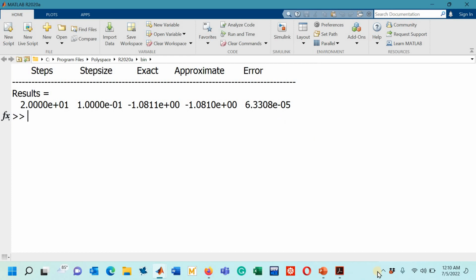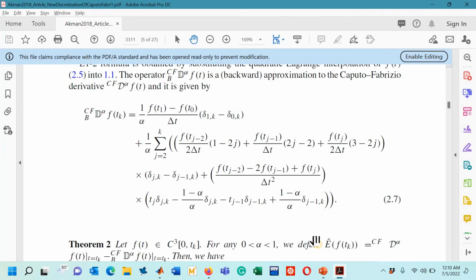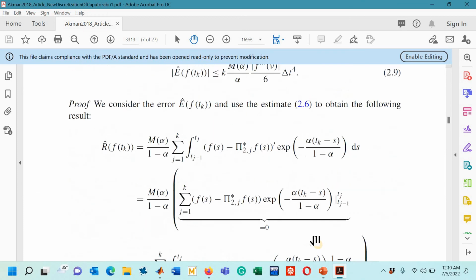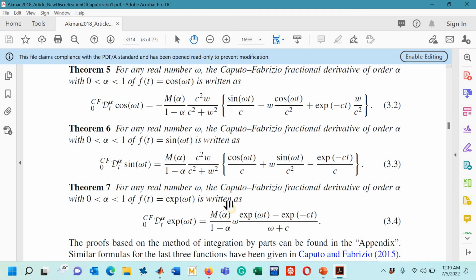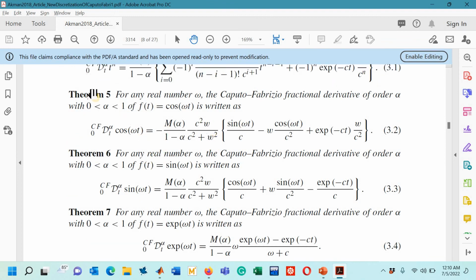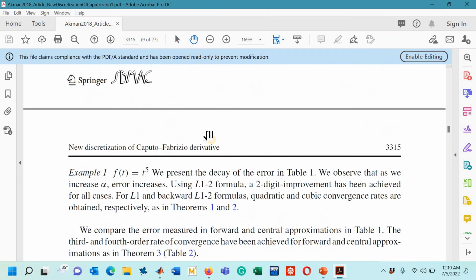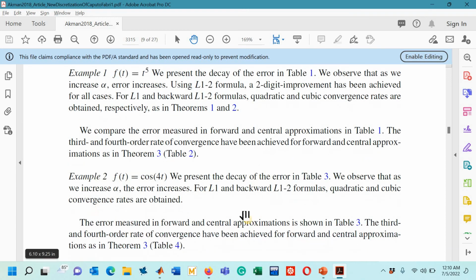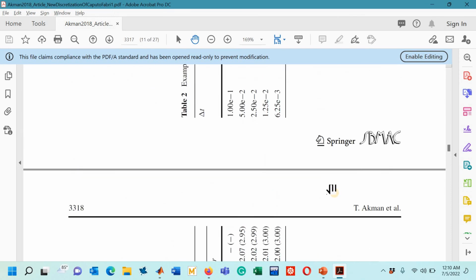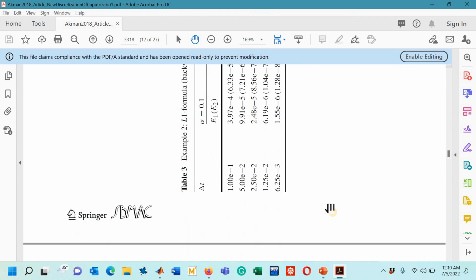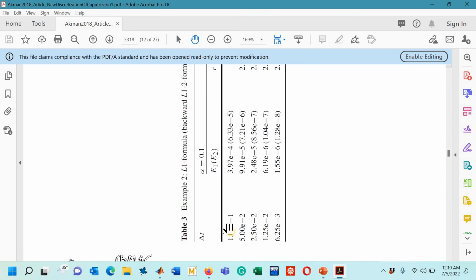Let's verify these results from the research paper. So cosine 4t in the research paper has been taken in this second example. Let me check where the table with the simulations is. So we have table number 3 here. So let's go to table number 3. Here we go. With the step size 0.1 and the fractional order 0.1. Look at this. What is the result?